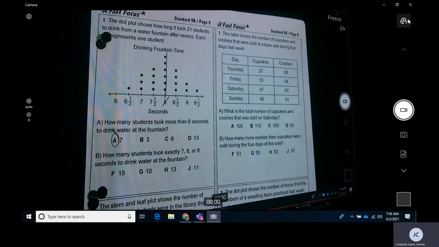Should you be writing this stuff on your paper? Yes. If you already did it, you should be correcting it and saying, oh my God, I'm so smart.